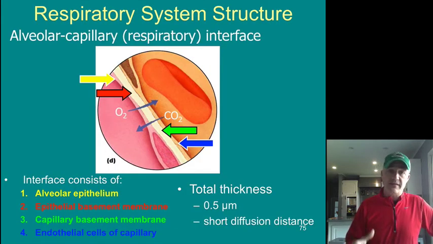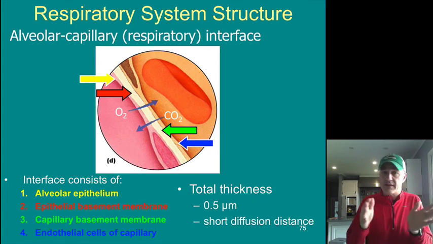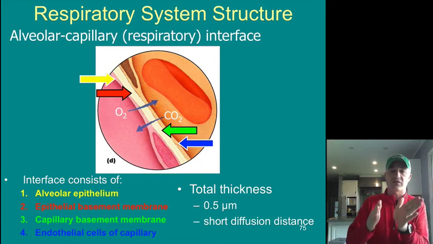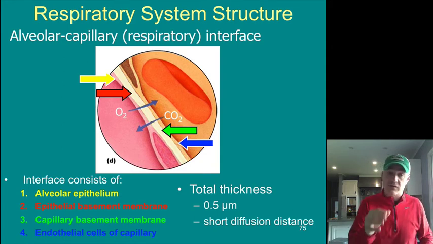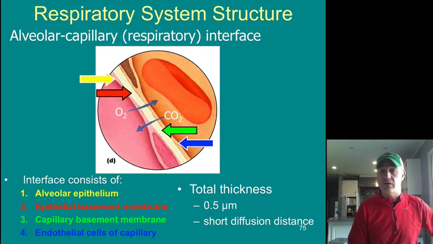And again, what makes this happen so well is that the whole thickness we have to diffuse across is only about half a micron thick. We have a simple squamous cell butted right up to a simple squamous cell, and the oxygen and carbon dioxide are exchanging across those very thin membranes with just a little bit of basement membrane under each of those. Again, it allows for an almost instantaneous exchange of these gases.